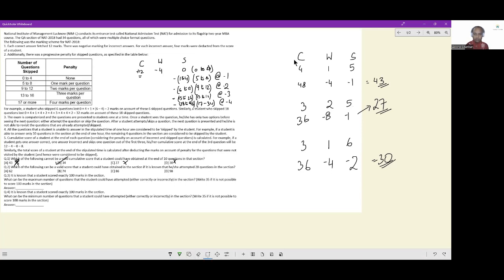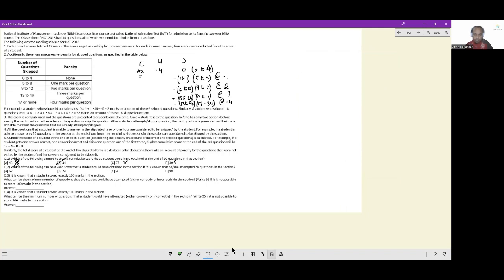Absolutely wonderful. Let us now look at the second question. Which of the following can be a valid score that a student could have obtained in the section if it is known that he or she attempted 28 questions in that section? Now, when we know the person has attempted 28 questions, we also know he has skipped 6 questions. And for skipping 6 questions, he gets a -2. For skipped questions, he's getting a -2.